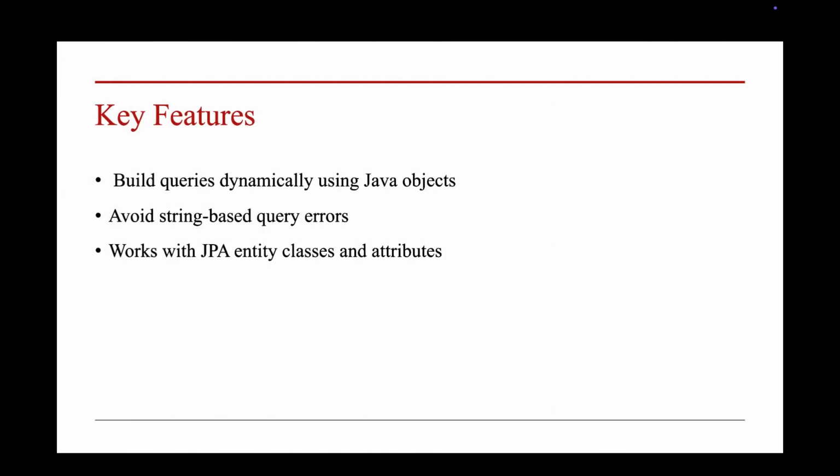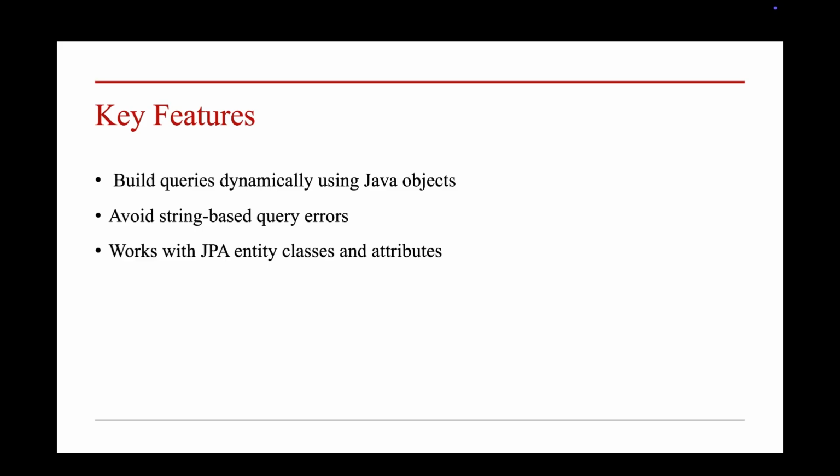Alright, now this is where things get really cool. With Criteria API, we're not messing around with those fragile string queries anymore. Instead, we build our queries dynamically using Java objects. That means we can avoid those annoying string-based query errors, like typos or mismatched fields. And the best part? It works directly with our JPA entity classes and their attributes, so it feels just like writing normal Java code. I know, you're probably getting a little bored with all this talk.